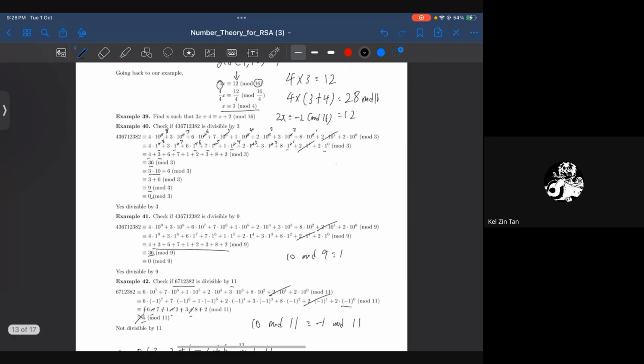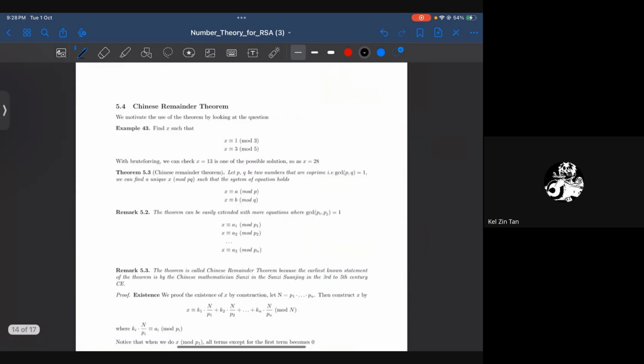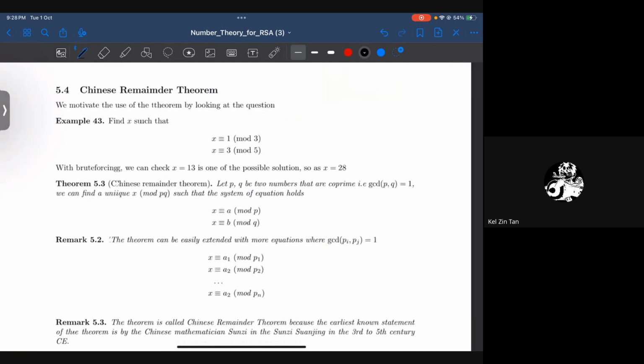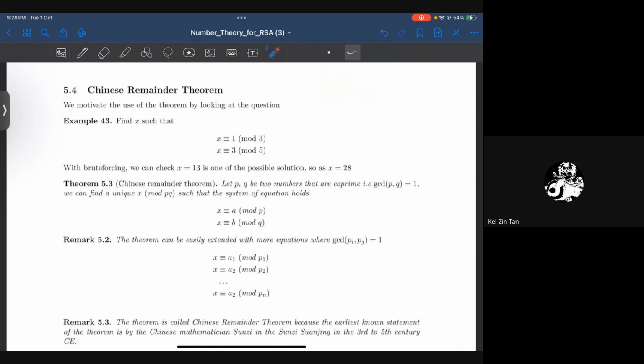Okay, so now we move on to the next thing, which is called the Chinese remainder theorem. The main reason that we want to talk about the Chinese remainder theorem is that we are interested in solving this kind of equation. So we want to find x such that... just now we were looking at only a single modulo equation, but now what if we have two modulo equations? We have two constraints in some sense.